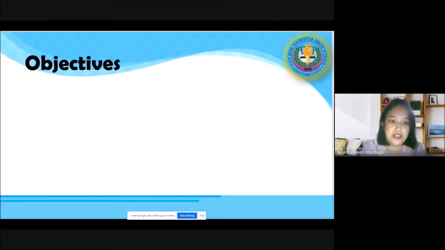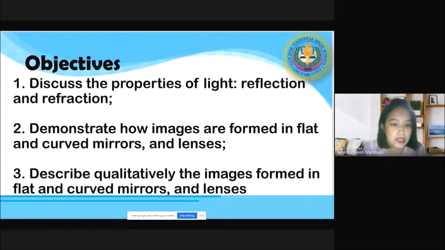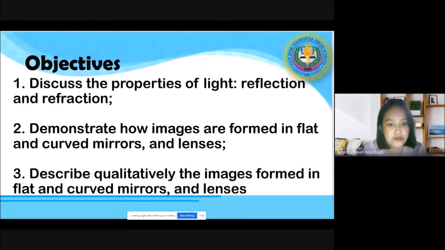More specifically, these are the objectives of this lesson. Number 1, we have to discuss the properties of light, such as reflection and refraction. And we would like to demonstrate how images are formed in flat and curved mirrors, and then of course lenses. And lastly, we would like to describe qualitatively the images formed in flat and curved mirrors and lenses.